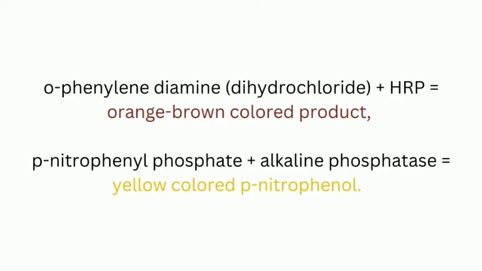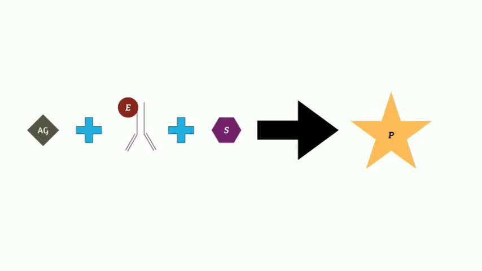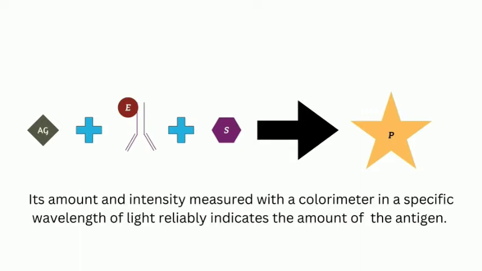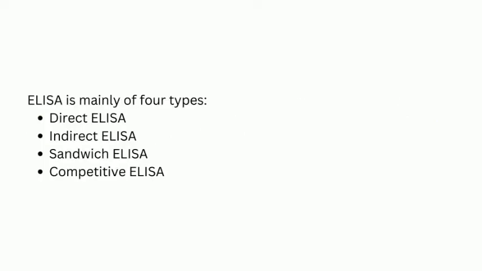The principle of ELISA, stated straightforwardly, is that when the sample containing the antigen is subjected to the enzyme-labeled antibody and the colorless but chromogenic substrate is added to the same, a colored product appears. Its amount and intensity, measured with a colorimeter at a specific wavelength of light, reliably indicates the amount of the antigen. ELISA is primarily of four types: direct, indirect, sandwich, and competitive ELISA.